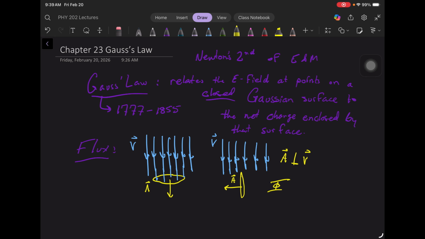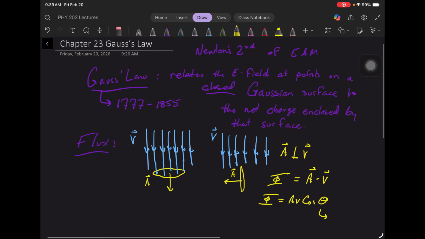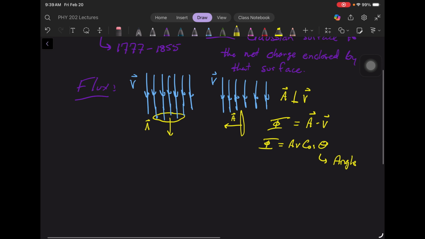If we get the maximum value when the two are pointing in the same direction and the minimum value when they're perpendicular, we can use a dot product. We can say the flux is equal to A V cosine theta, where theta is the angle between A and V. It's a dot product, not a cross product, so the order doesn't matter. You get a scalar as the result.